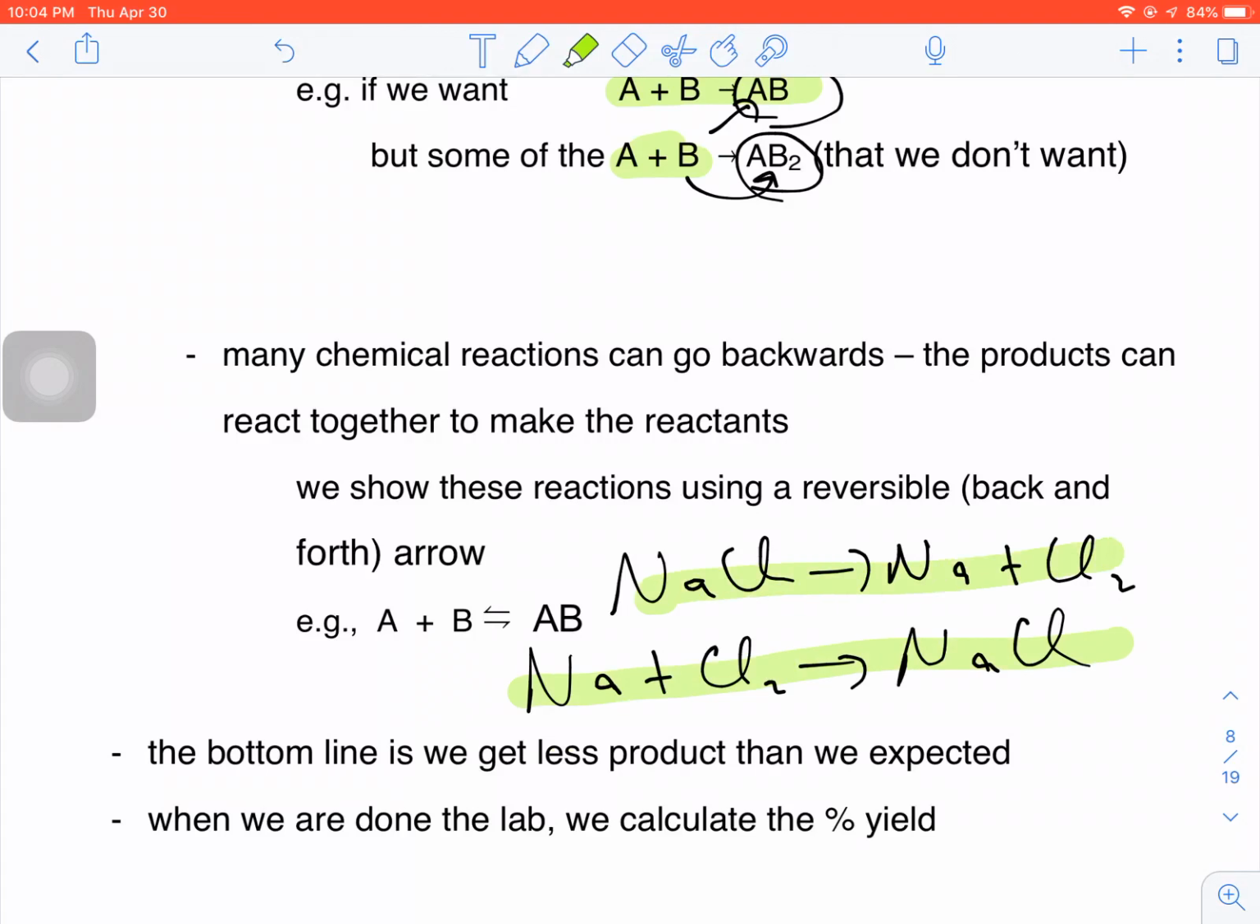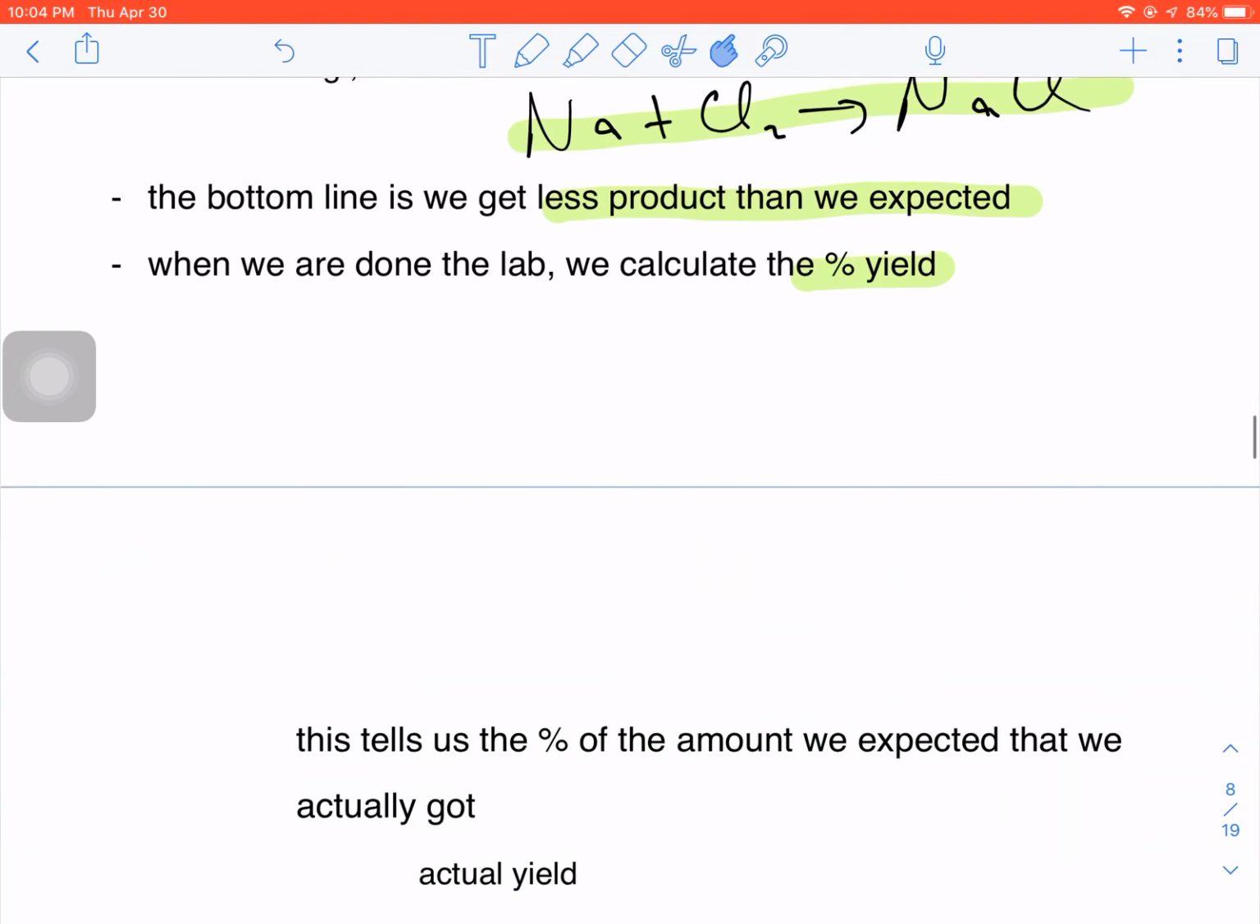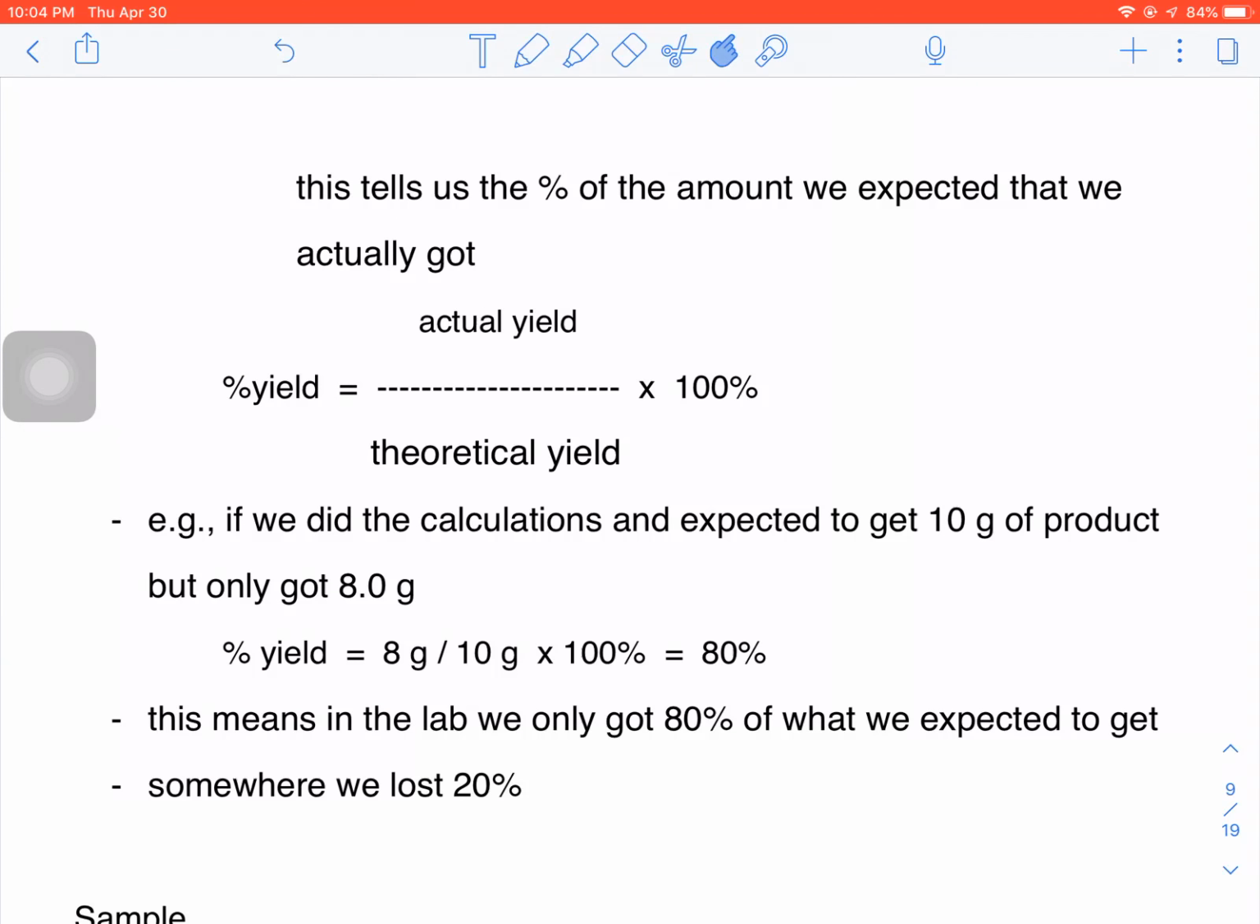Well, sometimes that happens, right? And then what we end up getting, again, is less than what we were expecting to get. So what we need to do is calculate how good our lab was. What percent of what we were expecting to get did we get? We know percents really well because we've been doing percents on marks and on tests and on assignments and on everything for the last 12 years of school, right? You've been getting percents. So now we need to do a percent again.